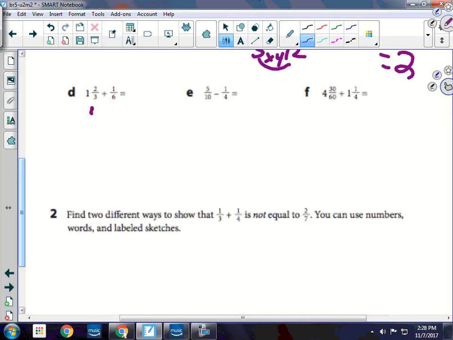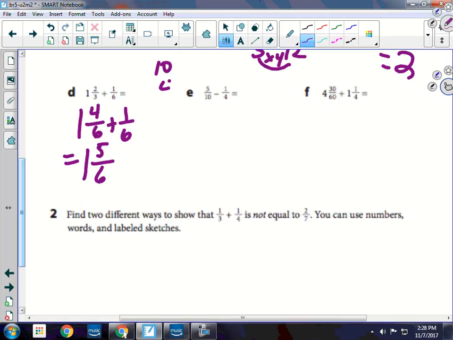2/3 is going to be equivalent to... I know you guys see that right away. That's 4/6. 1 4/6 plus 1/6 is 1 5/6. That's a pretty good to-go answer. And I can't tell what that fraction is, so I'm going to guess 3/10 minus 1/4.